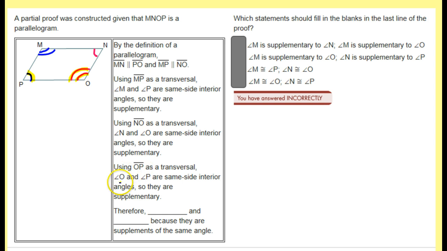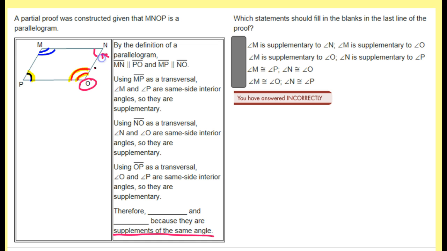What does that leave? Therefore, blank and blank should also be true because they are supplements of the same angle. All right, the key is this last statement here. They are supplements of the same angle. So we need to look for two things that are supplements of the same angle. So look at angle O, for example.